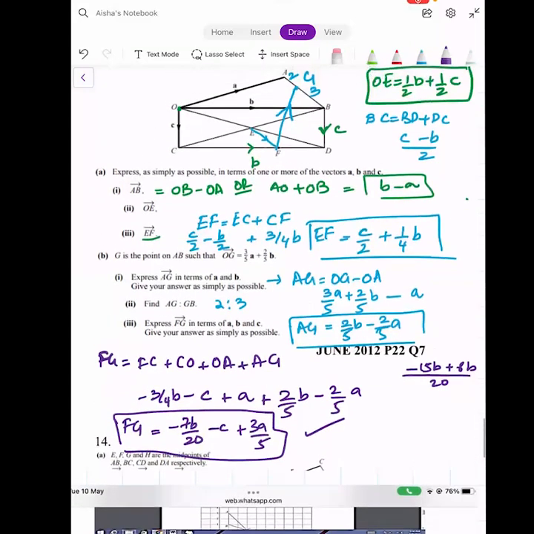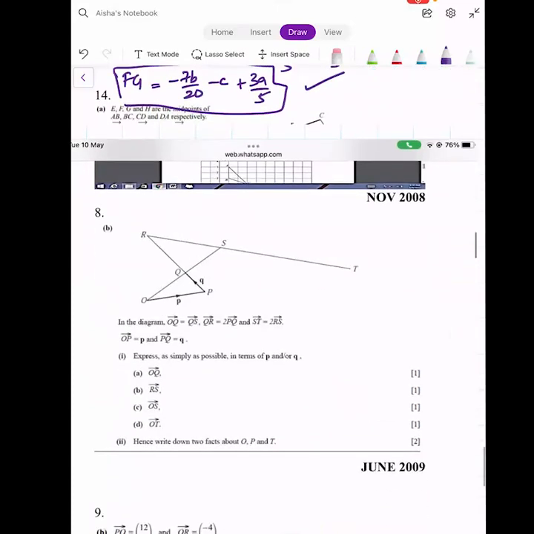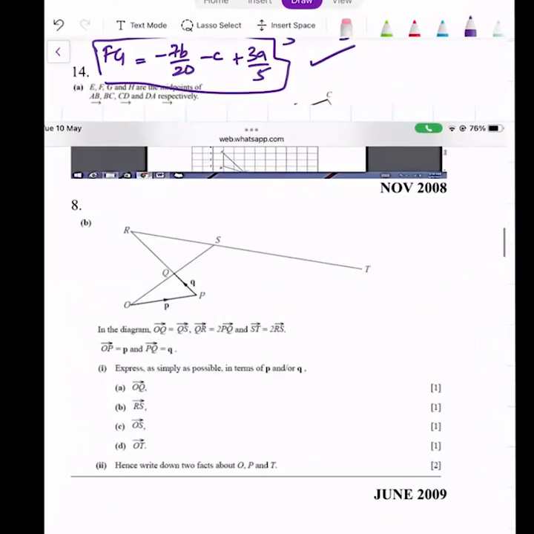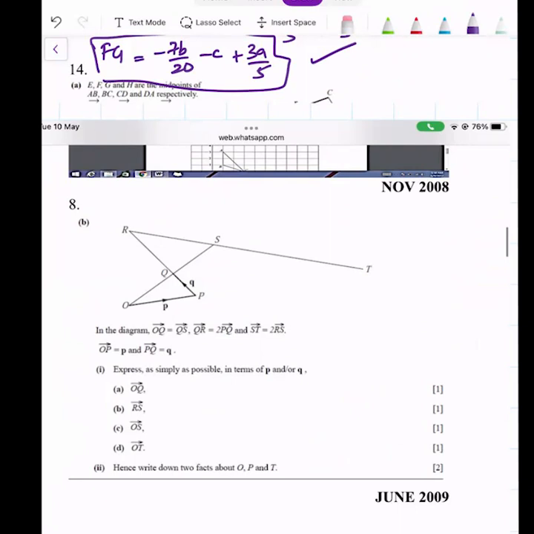Okay, so this is how you do algebraic vectors. Let's talk about this one. OQ is equal to QS. So OP plus PQ. OP is P and PQ is Q.